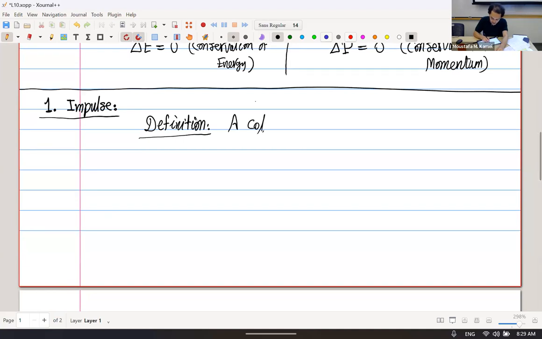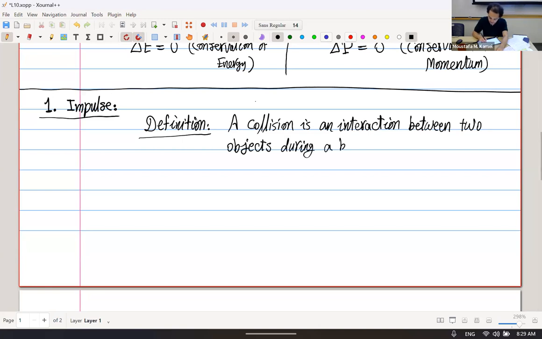So a collision is an interaction between two objects during a brief time interval.